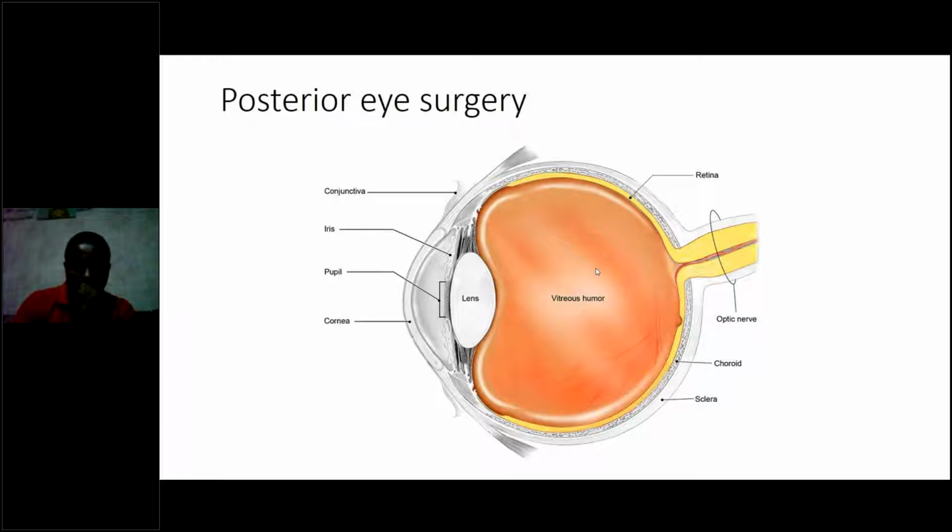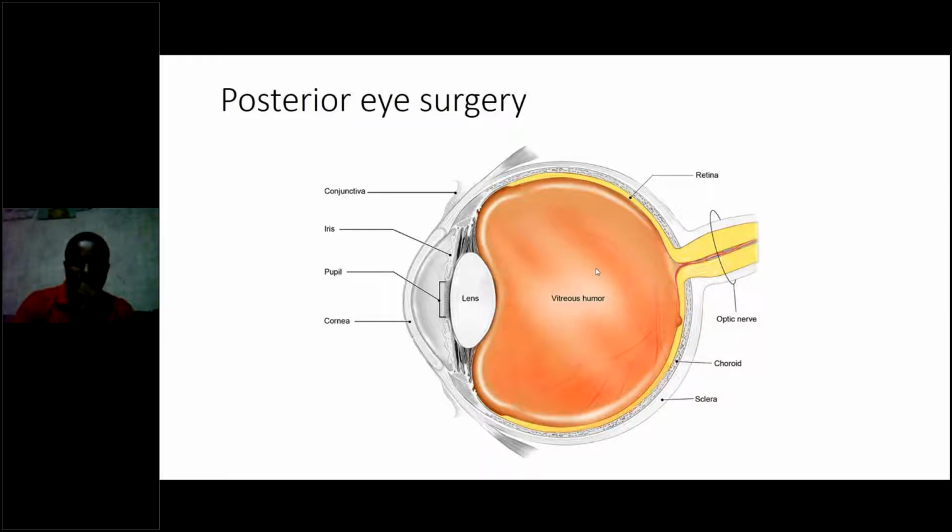And the vitreous humor is a gel-like substance that fills the globe of the eye and gives it its shape, among other things. But it's also attached to the internal structures in the eye. So in order for the surgeon to perform a safe operation, it is often necessary that he removes all the vitreous humor from the eye before performing the actual operation on the retina.